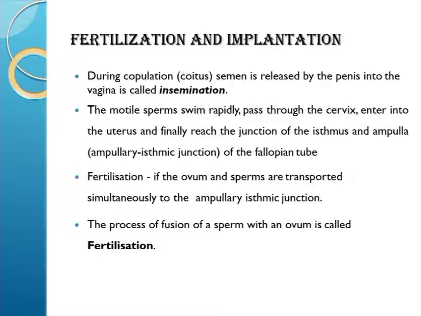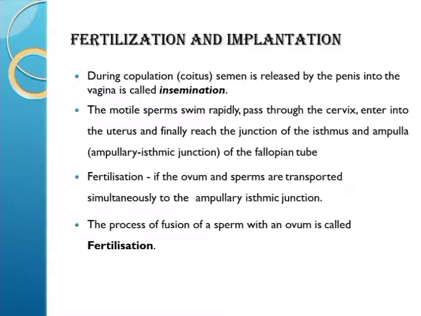The motile sperms move through the cervix, enter the uterus and reach the junction of the isthmus and ampulla of the fallopian tube. The ovum released from the ovary also reaches the ampullary isthmic junction where fertilization takes place. Fertilization can only occur if the ovum and sperm are transported simultaneously to this junction. So this tells us why all copulations do not lead to fertilization and pregnancy.